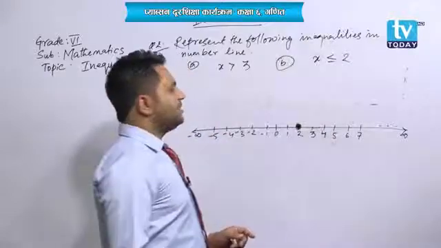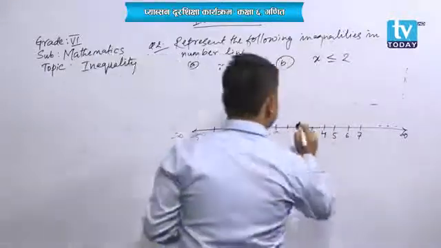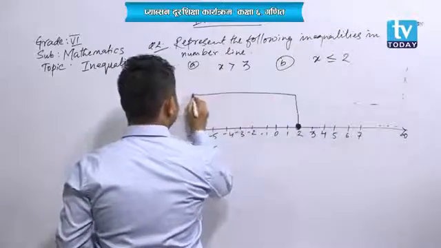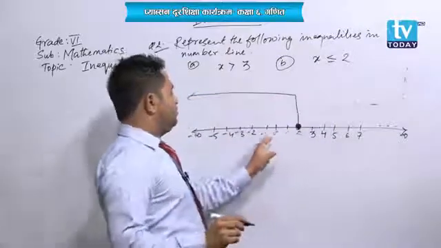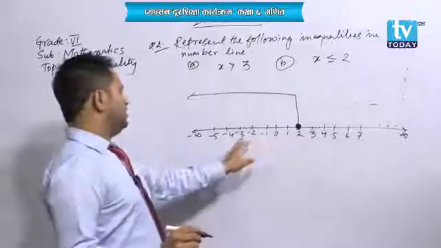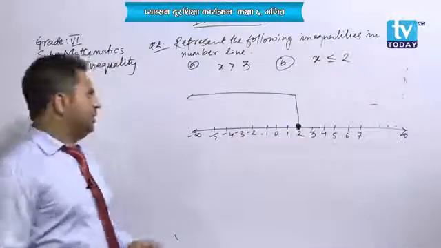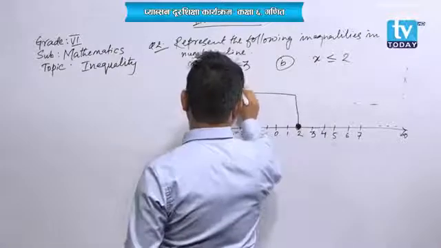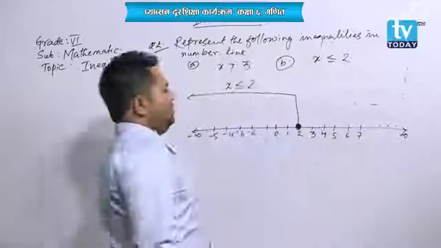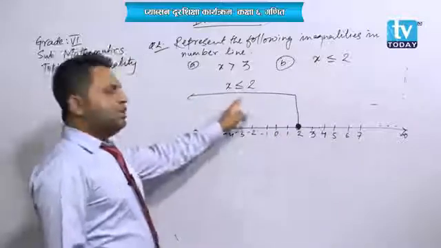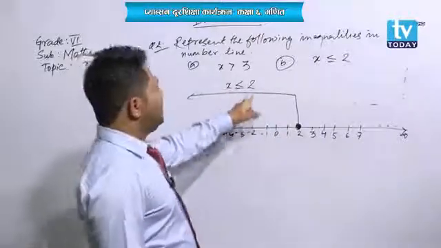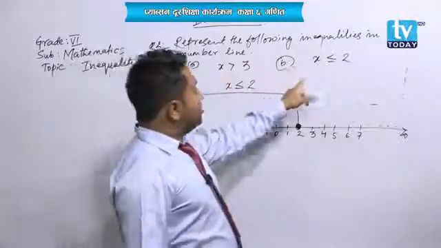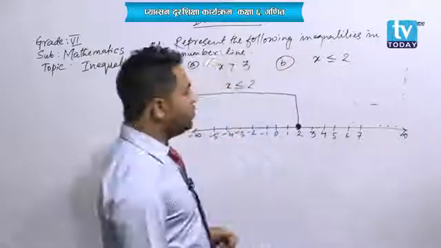The value of x is less than or equal to 2. Less than means 1, 0, minus 1, minus 2, minus 3, minus 4, minus 5. That means this is the solution. x is less than or equal to 2. We can represent this inequality on the number line in this way.